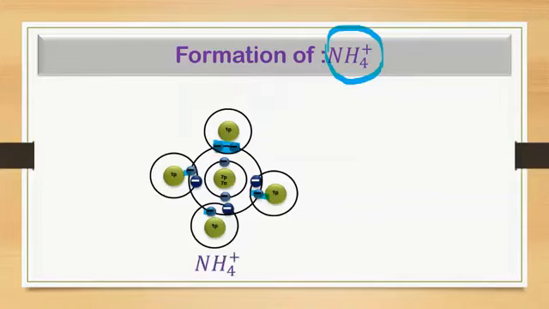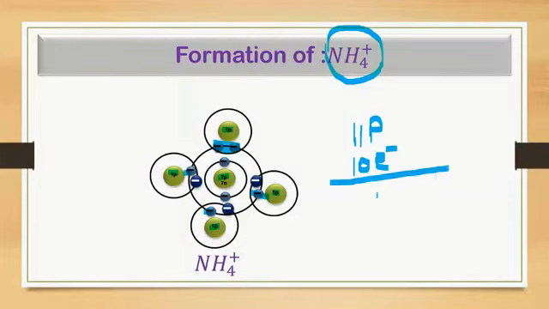The number of total protons is 7 plus 1, 1, 1 and 1, so the number of protons is 11, but the number of electrons is 10. That's why the charge is plus 1.